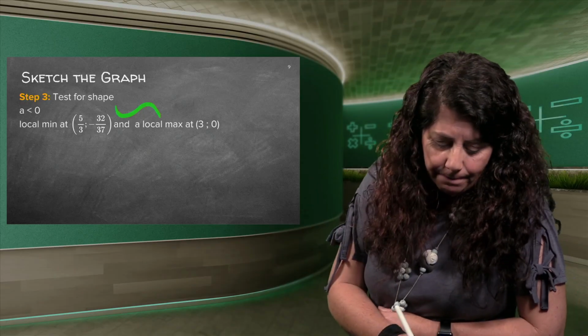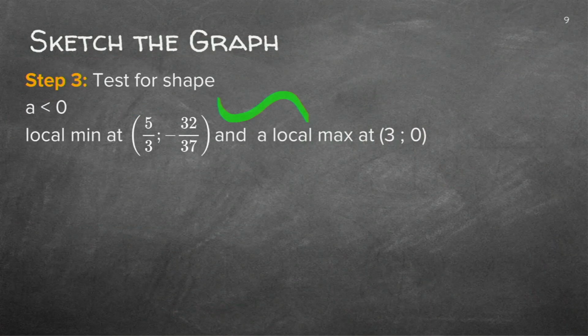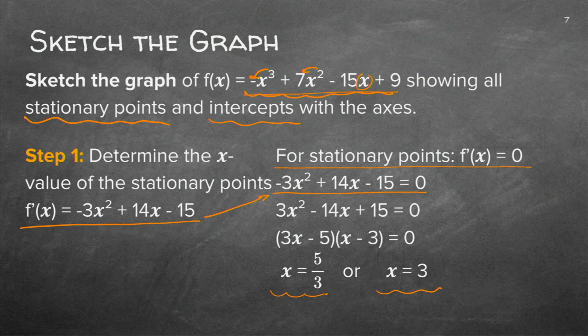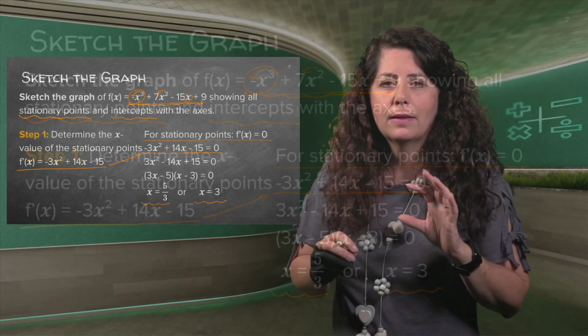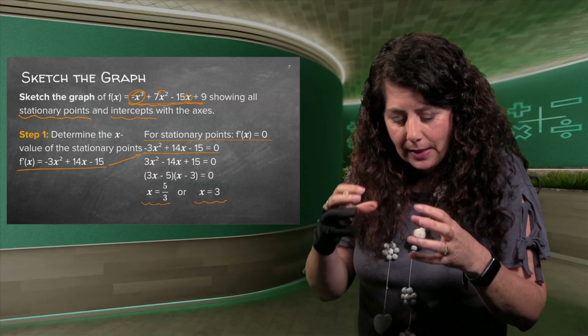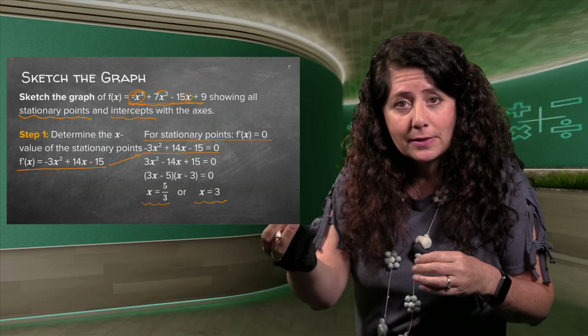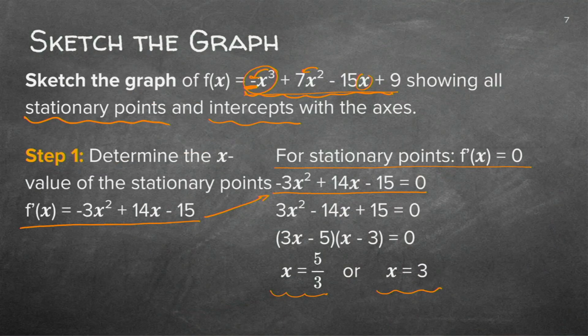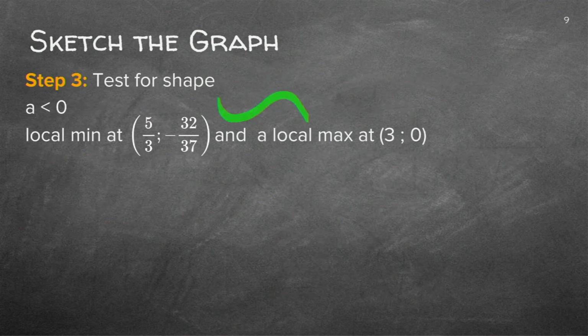So sketching the graph, the next step is test for the shape, because you need to know what it's going to look like. a is smaller than 0. I'm just going to go back to this slide. Remember, you look at the coefficient of the biggest x value. So x to the power of 3 is the biggest one, and it's a negative. So that's why it will be smaller than 0. And your shape will look like that. So your local minimum will be at that point, and your local maximum is at (3, 0).